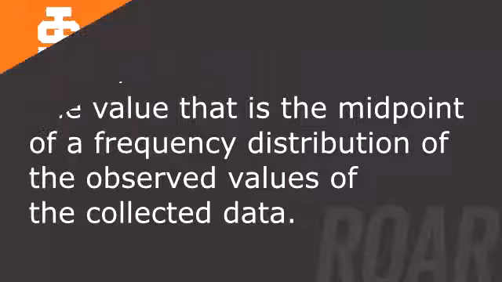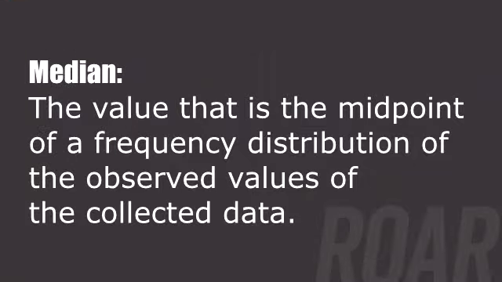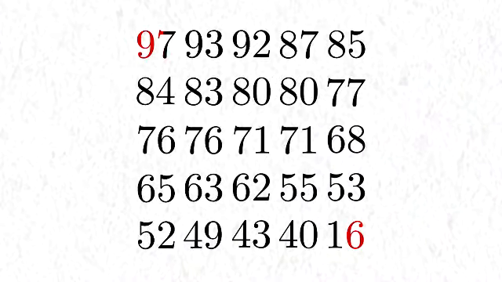Now let's move on to the median. Median, the value that is the midpoint of the frequency distribution of the observed values of the collected data. In other words, we take the data in increasing order and find the value which is the midpoint of n and 1. Our data had 25 entries, so it is the 13th spot, which is 71.